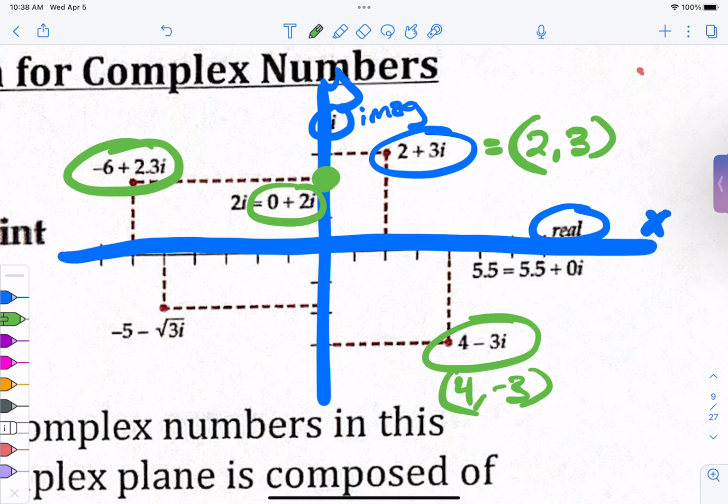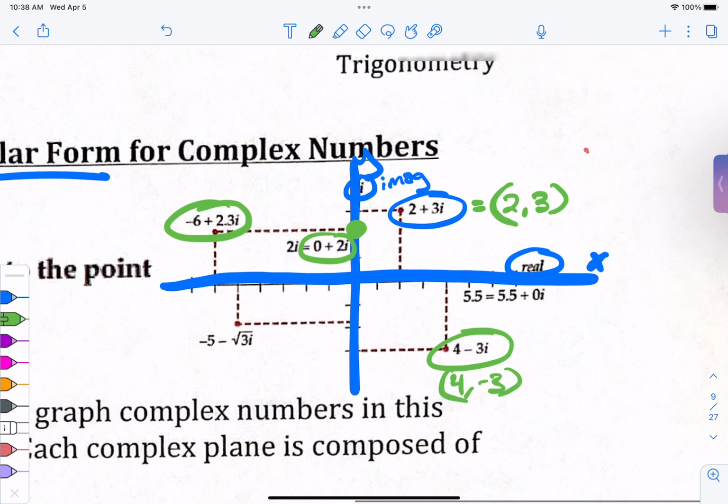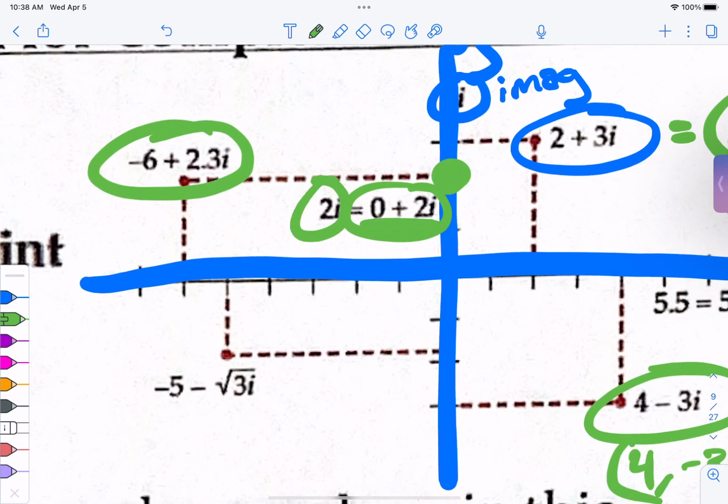Question: why is it set equal to 2i? I understand that 0 plus 2i is equal to 2i, but why would you write it as 0 plus 2i? You wouldn't. They would give it to you as 2i, but then think of that as 0 plus 2i, right? 0 plus something is equal to that something.